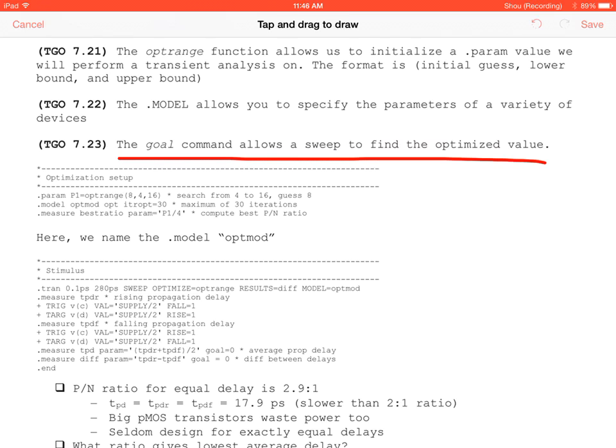So the goal command, which is down here, our goal should be that the difference between the propagation delays should be 0. That's our goal. You simulate it, it's not 0, you haven't made your goal. The moment you hit 0, it's like while goal does not equal 0, while differences keep going, but the moment you hit it, you're kind of creating a while loop in there.